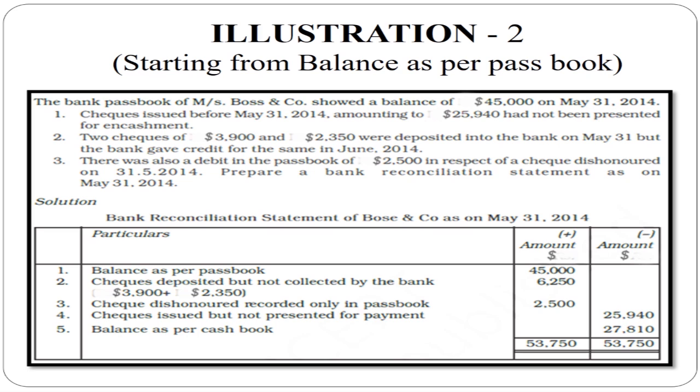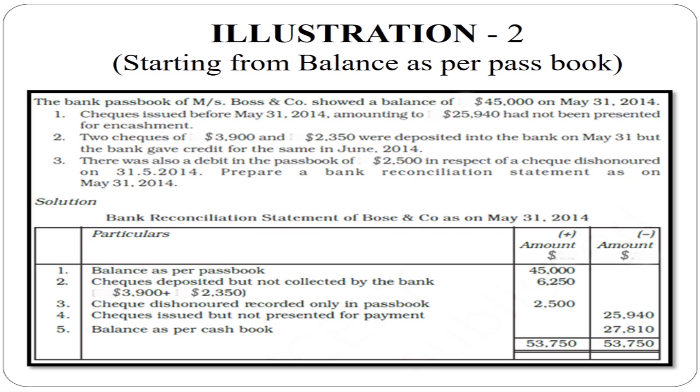Moving on to the next entry, that is two checks of $3,900 and $2,350 were deposited into bank on 31st May, but the bank gave credit for the same in June 2014. Now, as we are preparing the BRS till 31st of May 2014, the transaction which took place in June 2014 will not be considered. So, the total of this becomes 6250. Two checks were deposited into bank, so the cash book balance was increased and the passbook balance remained low. So, in order to cancel its effect, we will increase the passbook balance by 6250, that is on the plus side.